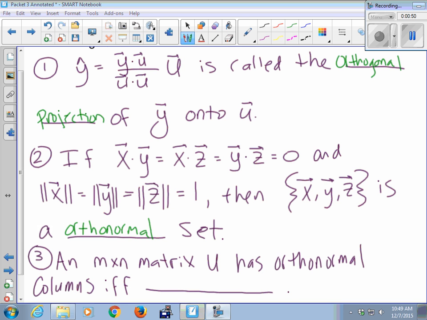Okay. If an n by n matrix U has orthonormal columns, if and only if what? Its columns have to be orthogonal and all have a norm, a length, of 1 to be orthonormal.